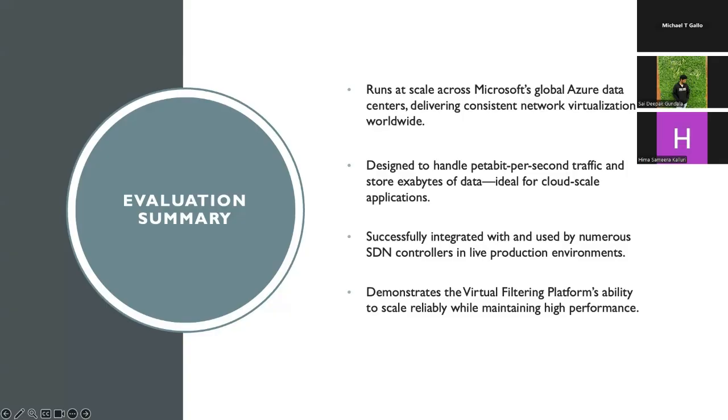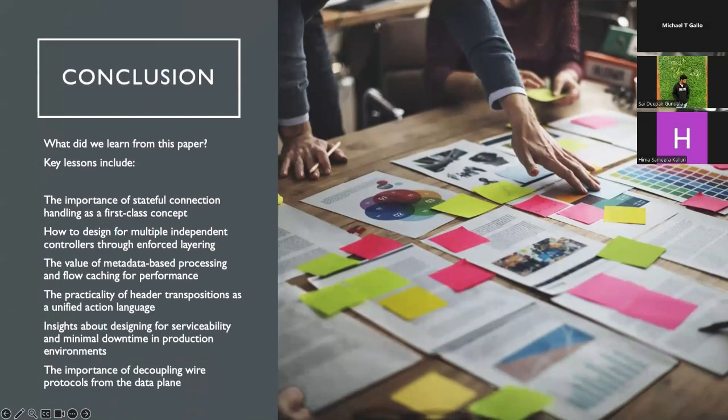Next, coming to the conclusion of this presentation, one major takeaway is that treating connection state as a core feature, not just an add-on, enables more intelligent flow control, policy enforcement, and seamless upgrades or migrations. VFP enforces strict layering, which allows multiple SDN controllers to manage different layers independently. This improves modularity, prevents misconfiguration, and ensures better reliability.